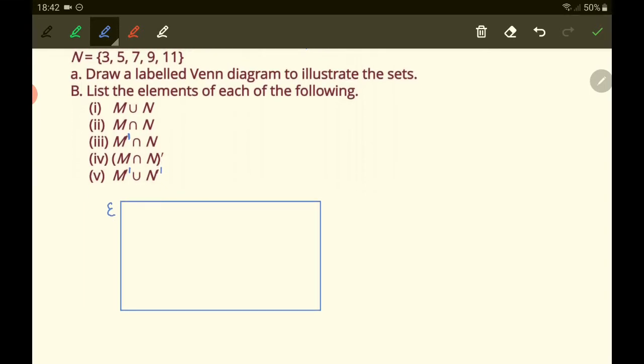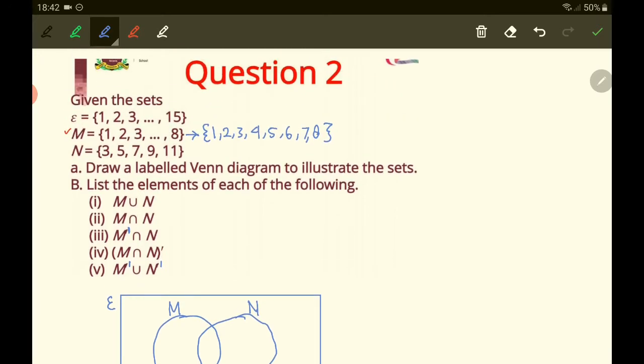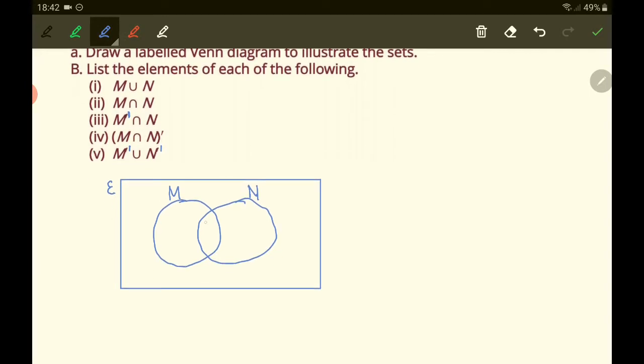So we try to make this two circles. Okay, so here this is for M and this is for N. Okay, so first we try to find the common element between M and N. Okay, so let's try to find. Here we have 3, one of the common elements, and then 5 here, and then 7. So 3, 5, 7 are the common elements. So we can write the common elements in the middle here, 3, 5, and 7.